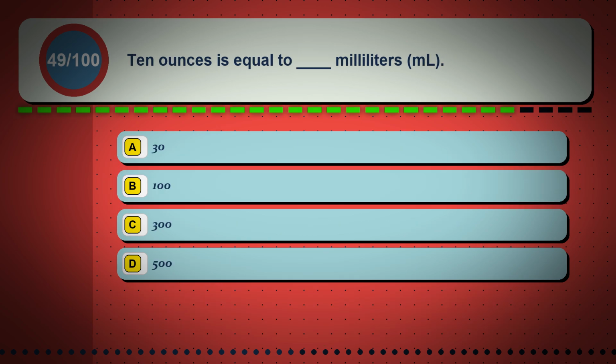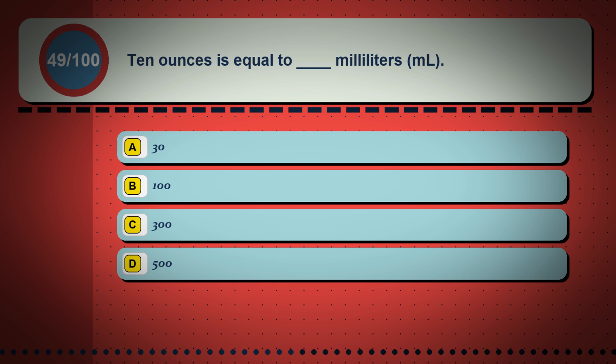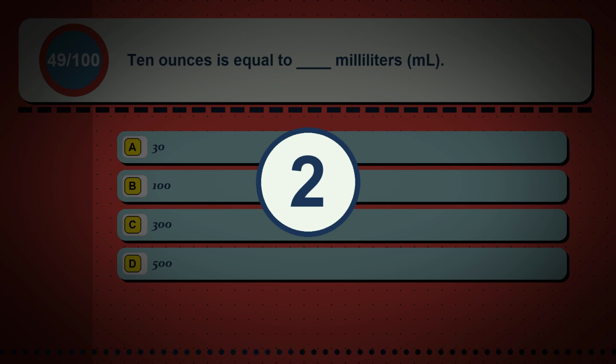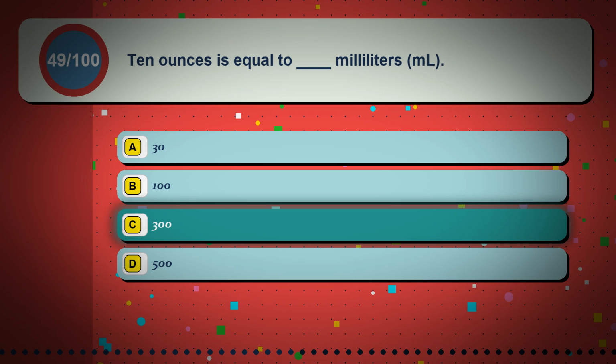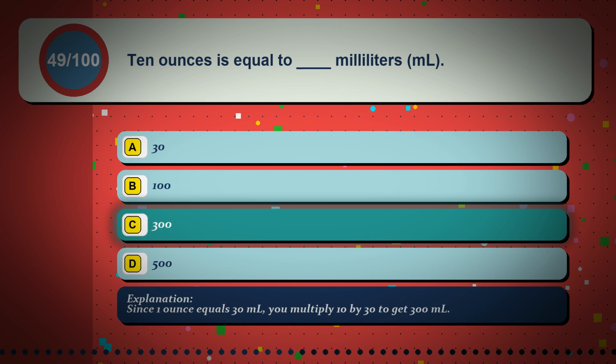Question 49. 10 ounces is equal to blank milliliters, ml. Option A, 30. Option B, 100. Option C, 300. Option D, 500. The correct answer is option C, 300. Since 1 ounce equals 30 ml, you multiply 10 by 30 to get 300 ml.